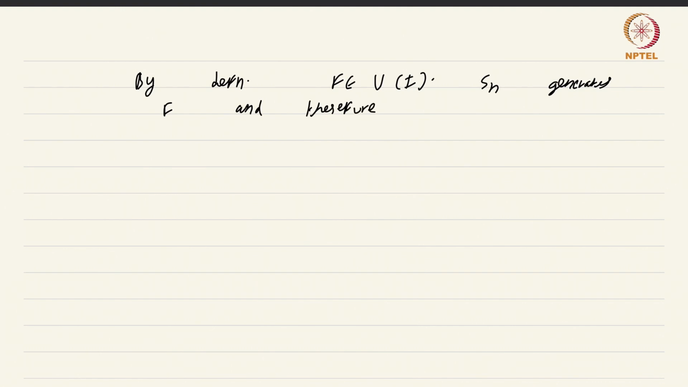Okay, then by definition f is an upper function and S_n generates f, and therefore the integral over I of f is actually just, by definition, the limit as n goes to infinity of the integral over I of S_n. So this concludes the proof of Levi's theorem, Levi's monotone convergence theorem for step functions.